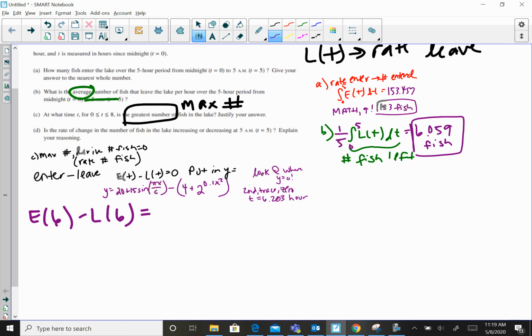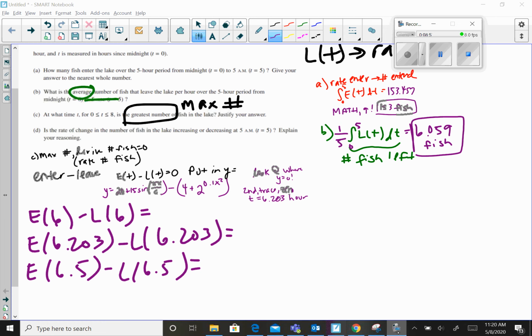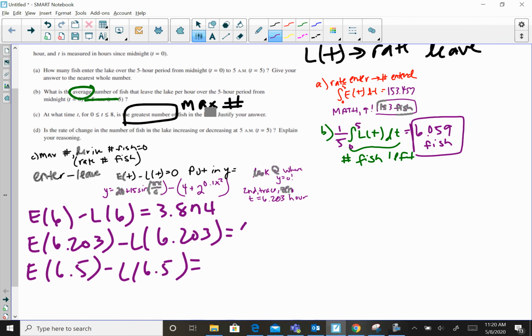And then look at E of 6.203 minus L of 6.203, and then do something bigger: E of 6.5 minus L of 6.5. And just plug them in. Again, you can kind of just look at it at your y equals. You could do it in your table. E of 6 minus L of 6 is 3.874. We looked at this one, it is 0.